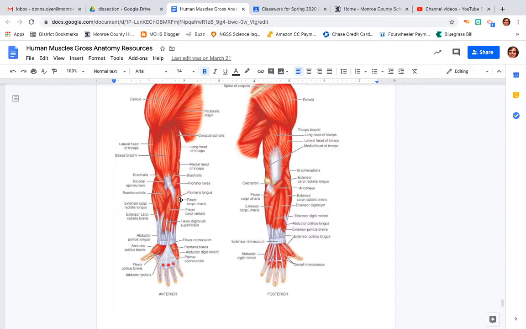The flexor carpi ulnaris, remember, it's more medial. The palmaris longus is right beside it. It's in the middle.